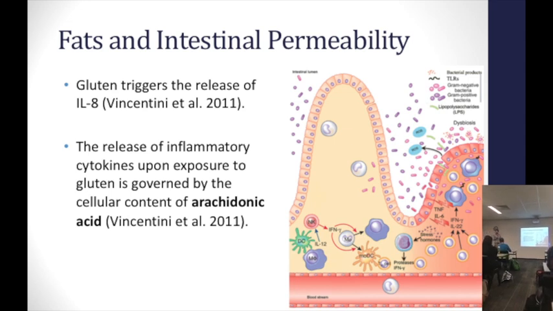All right, so another fat. We mentioned before that gluten triggers the release. Gluten causes intestinal permeability, but gluten can also contribute to intestinal permeability indirectly through inflammation. When gluten comes into contact with the enterocytes of the small intestines, it causes a release of interleukin-8, an inflammatory cytokine. The release of inflammatory cytokines after being exposed to gluten is governed by the cellular content of arachidonic acid.